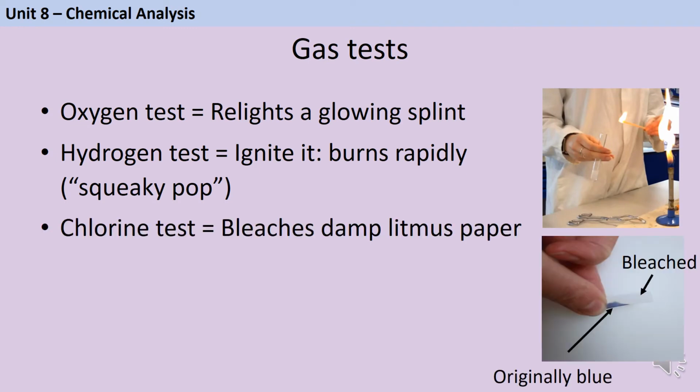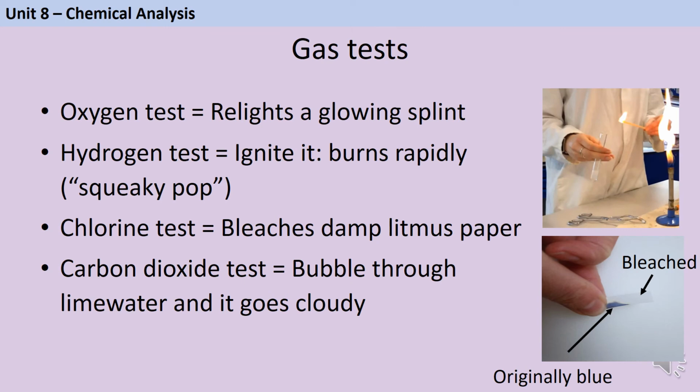Chlorine gas will turn damp litmus paper white because when chlorine dissolves in water it literally makes bleach. You may have done this test as part of the electrolysis required practical in Unit 4 in order to prove that you discharged chloride ions at the anode and made chlorine gas.